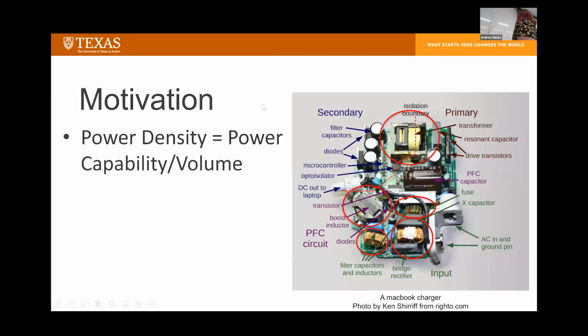So basically I want to give you the motivation behind all of power electronics essentially, which is something called power density, which is just the power processing capability of a circuit or converter over its entire volume.